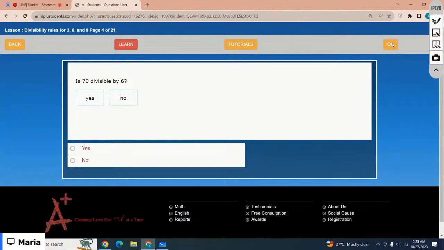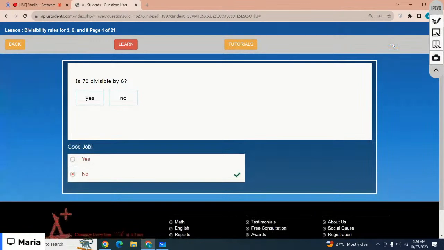Okay, is 70 divisible by 6, which is the correct option? Is 70 divisible by 6? The correct option is no, 70 is not divisible by 6.